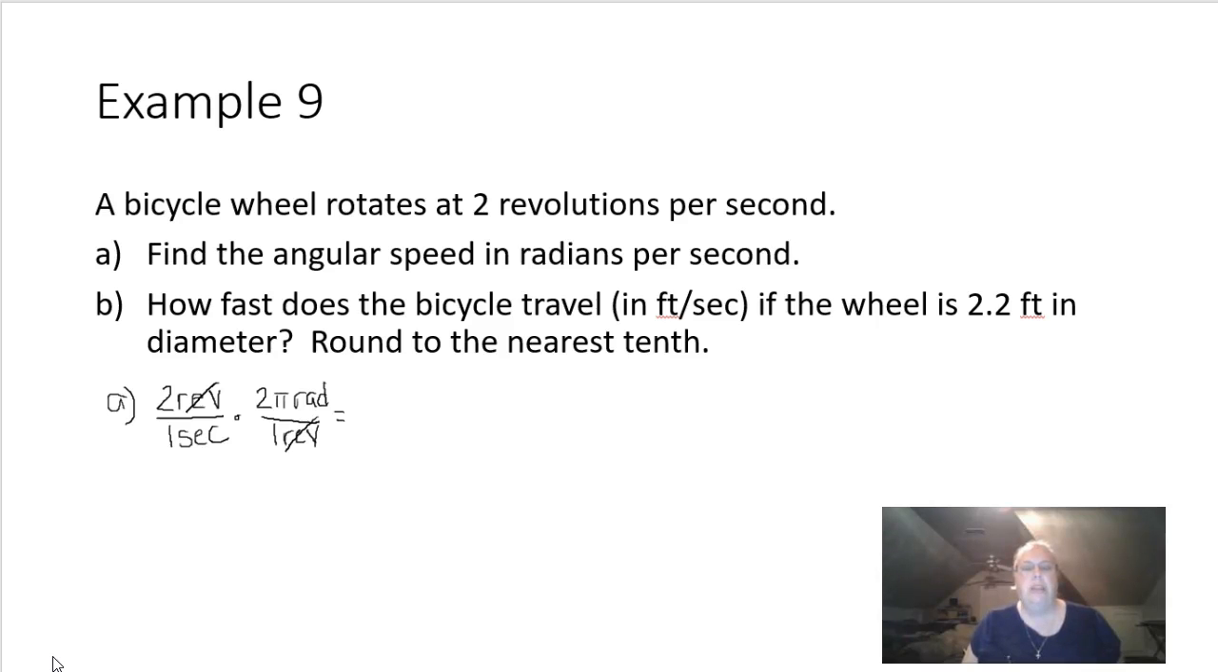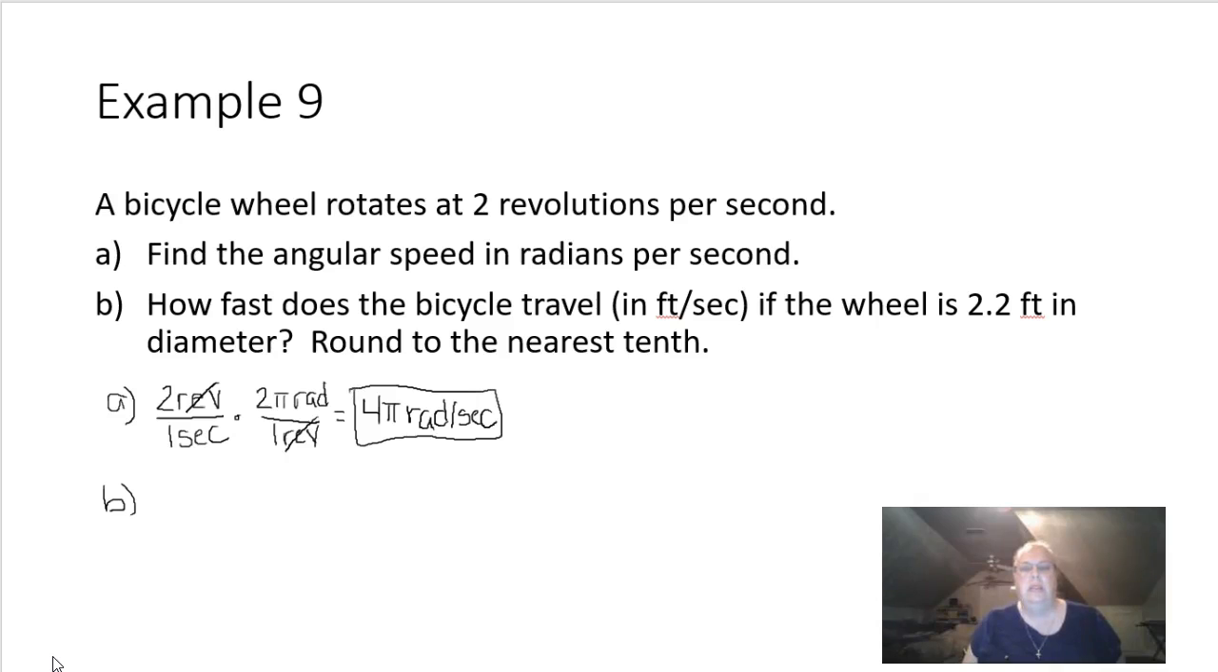So if we multiply fractions, we multiply the top times the top, 2 times 2 pi. This is 4 pi. In the denominator, 1 times 1, that's just 1. So it looks like the angular velocity is going to be 4 pi radians per second. All right, now for part B.